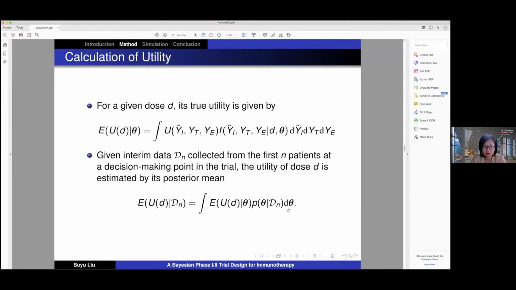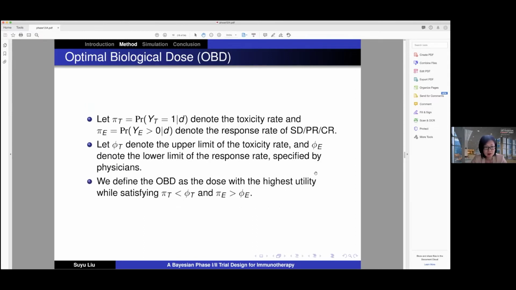Okay, for a given dose, its true utility can be given using the following integration. And given interim data D_N collected from the first N patients at the decision-making time point in the trial, the utility of the dose d is estimated by its posterior mean. After we define the utility, then we can define the optimal biological dose. Let pi_T be the probability of the toxicity outcome being one, denoting the toxicity rate, and pi_E denote the response rate, which is the efficacy outcome being at least stable disease. And let phi_T denote the upper limit of the toxicity rate, and phi_E denote the lower limit of the response rate.